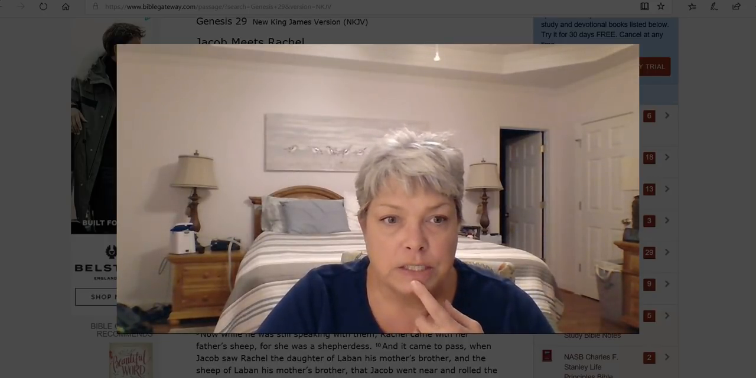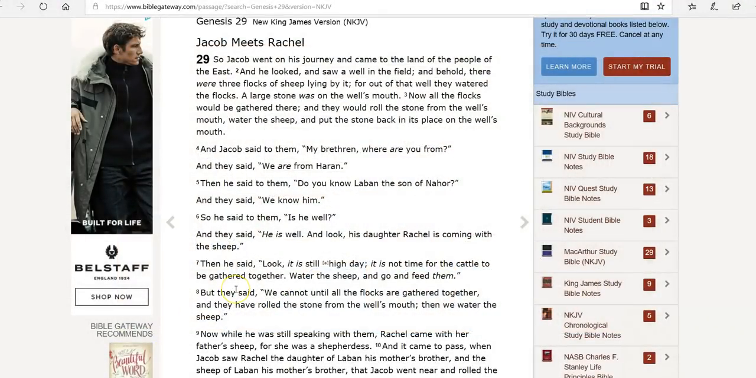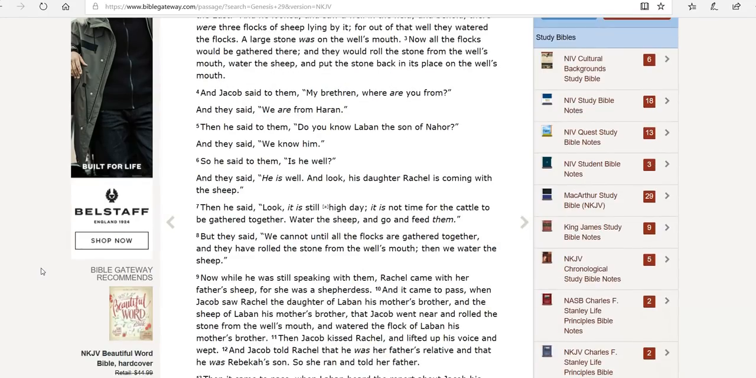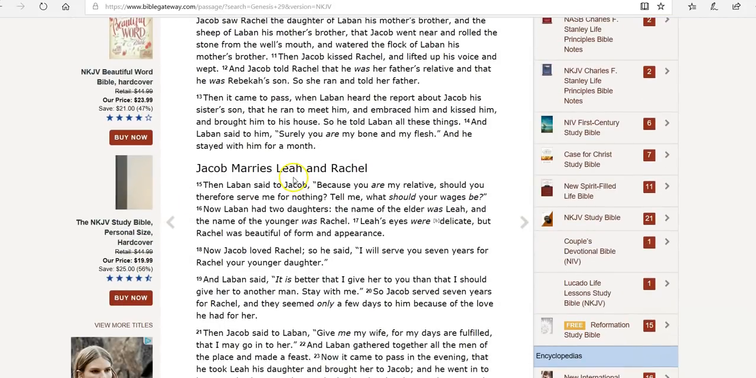I think we're going to go ahead and start in Genesis 29. So let's just look at that. The only reason why I'm saying Genesis 29 is because we're going to start with Jacob. Jacob had 12 sons. These are identified as the 12 tribes. And so we're just looking at Jacob married Leah and he married Rachel.